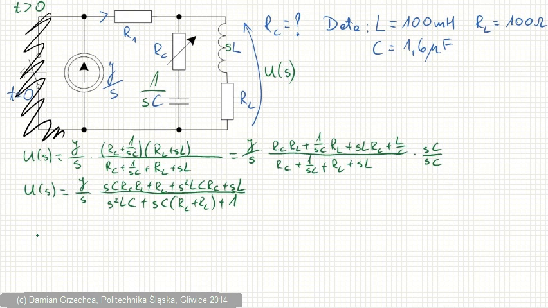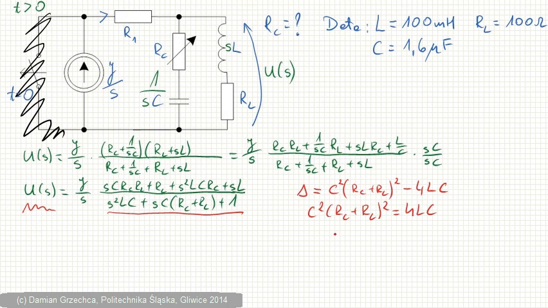1. For a critical response of the voltage U of S, we look at the characteristic equation, which is here. Calculate delta for the characteristic equation, but for critical response the delta has to be 0. It gives RC plus RL equals 2 square root of L over C. Finally, the resistor RC is 2 square root of L over C minus RL.